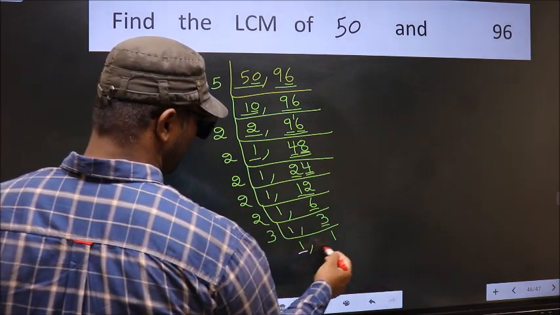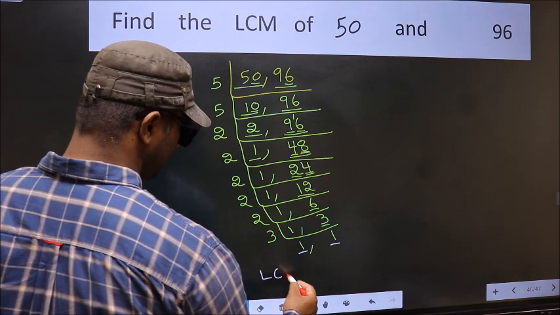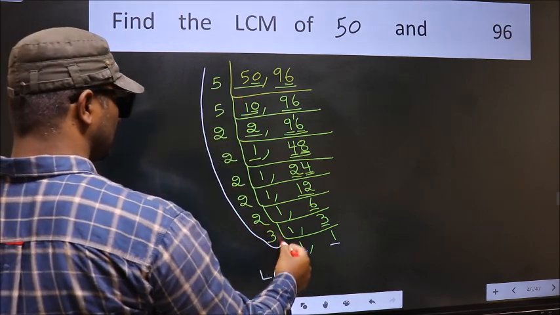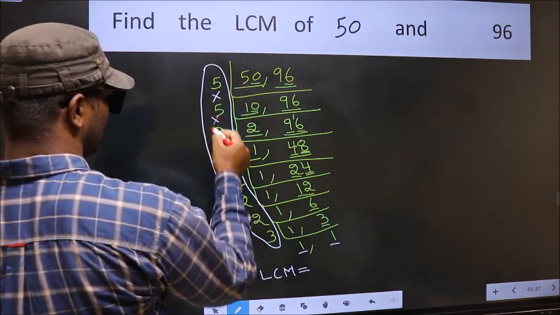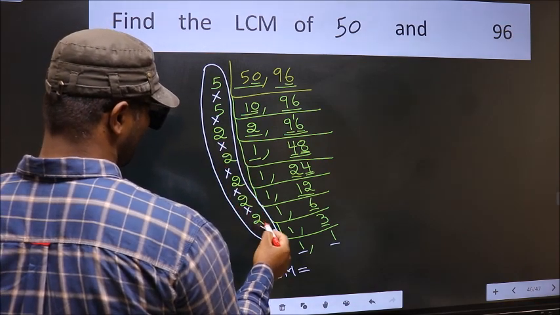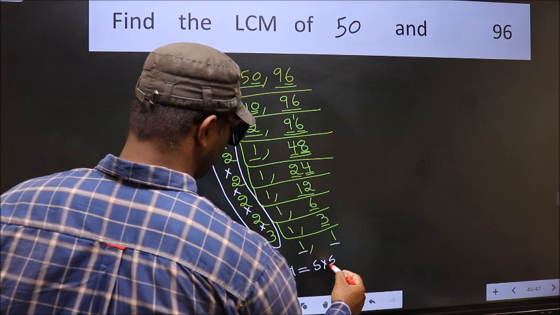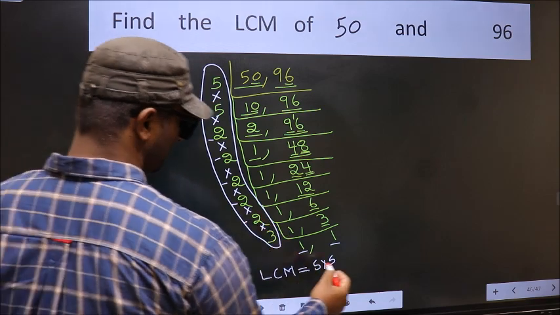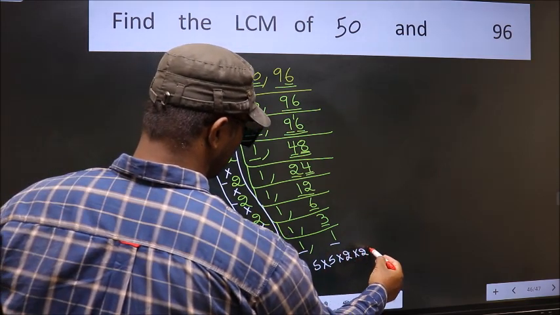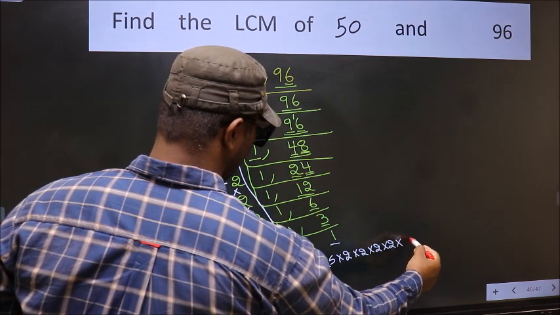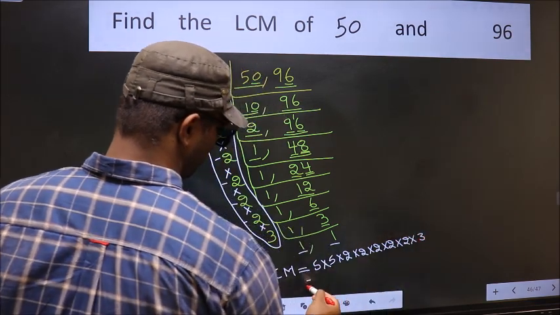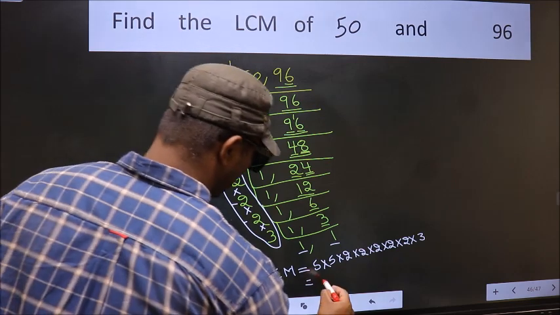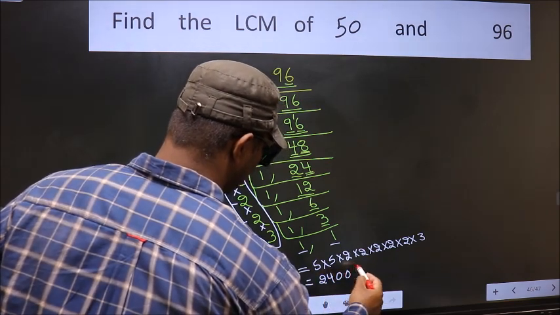So we got 1 in both the places. So our LCM is the product of these numbers. That is 5 into 5. How many times do we have 2? 1, 2, 3, 4, 5. So into 2, into 2, into 2, into 2, into 2, finally into 3. When we multiply all these numbers, we get 2400 is our LCM.